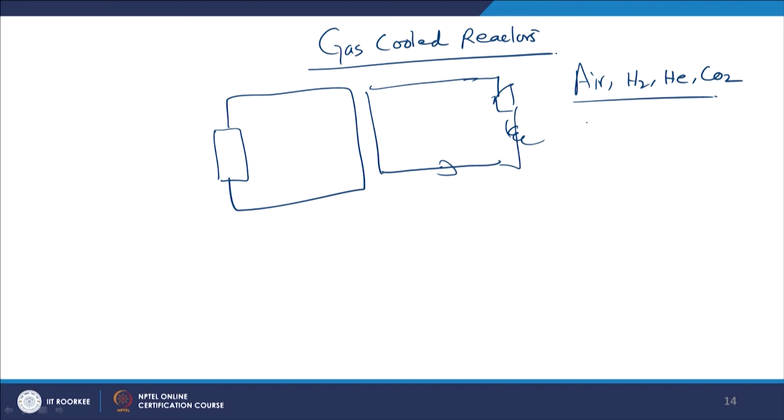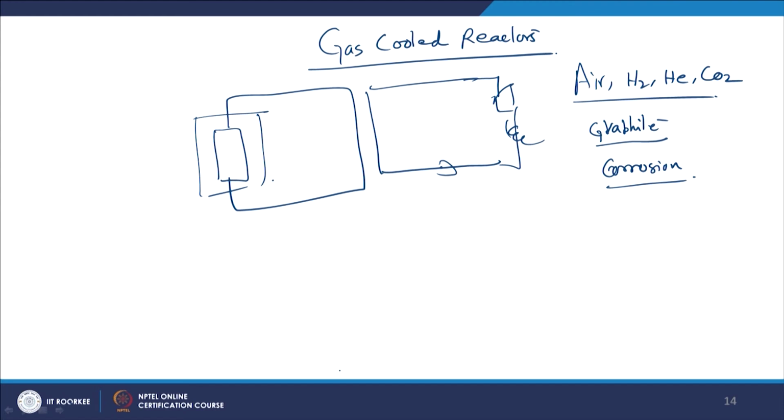Here the moderator is graphite. The benefit is that the problem of corrosion which persists where water is used is not there, because air or gases are used. If an accident happens, they are relatively safe, so the level of safety is high. The thickness of the reactor shield is much reduced.